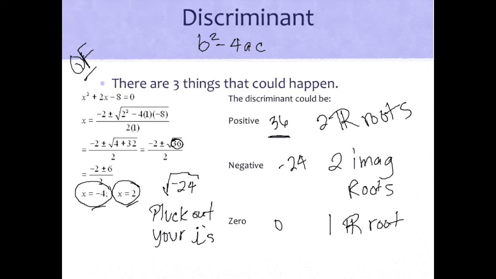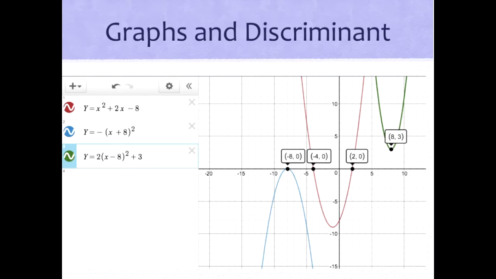Okay, so if it's positive, then you're going to have 2 real roots. If your discriminant is negative, you're going to have 2 imaginary roots. And if your discriminant is 0, you're going to have 1 root. Okay. This is what it looks like graphically. And these are the same red, blue, and green equations that I used on the very first page.